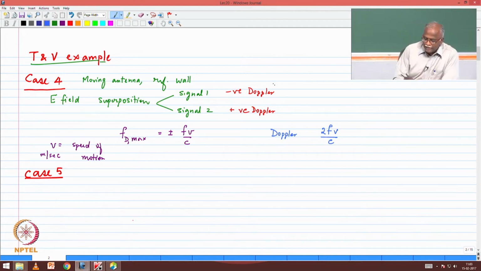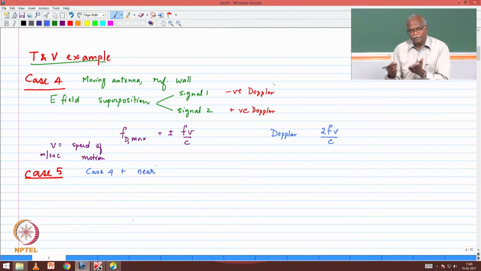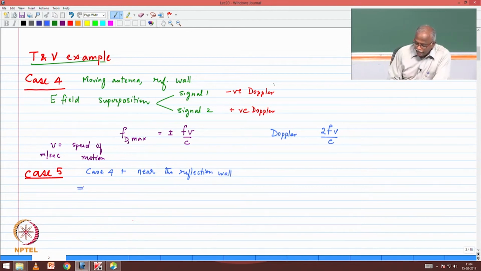So case 5 is basically case 4 plus a near reflecting wall. Using short form notation, the receiving antenna is near the reflecting wall. So it turns out to be a special case. Again, you just have to apply the approximation near the reflecting wall. What we found was that both signal 1 and signal 2 are approximately traversing the same path, so signals 1 and 2 are of approximately equal amplitude. That was one observation that we made.